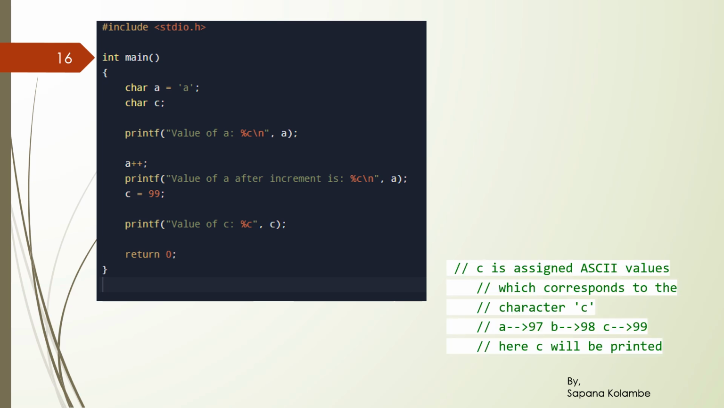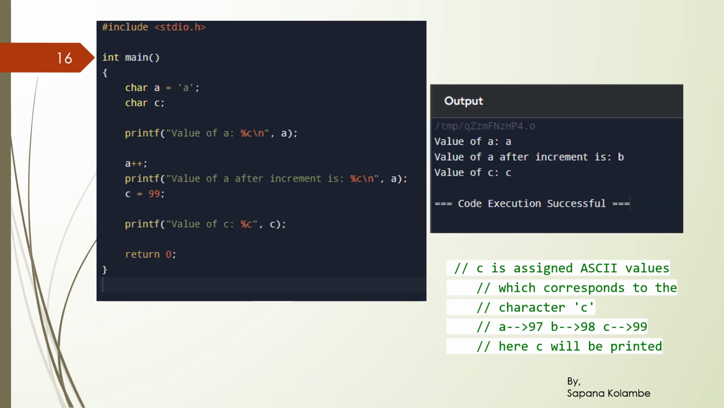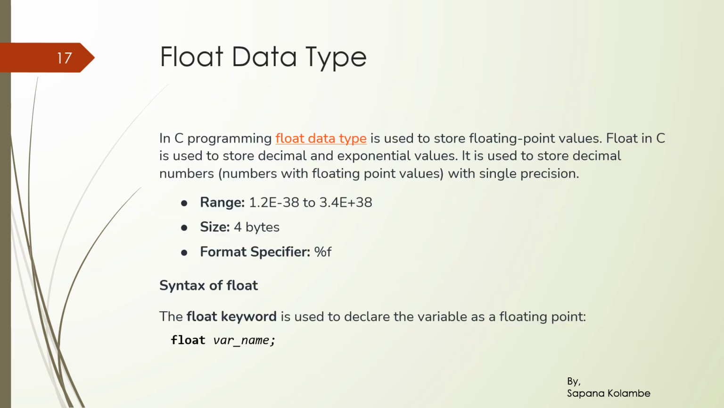So c is assigned the ASCII value which corresponds to the character c, because a is 97, b is 98, and c is 99. So c will be printed, and that's why your output is value of c is c. So whenever a particular character is stored into the variable, in the backend, the compiler will consider the ASCII value of that particular alphabet. Again, the ASCII values of the small letters and the capital letters are different.